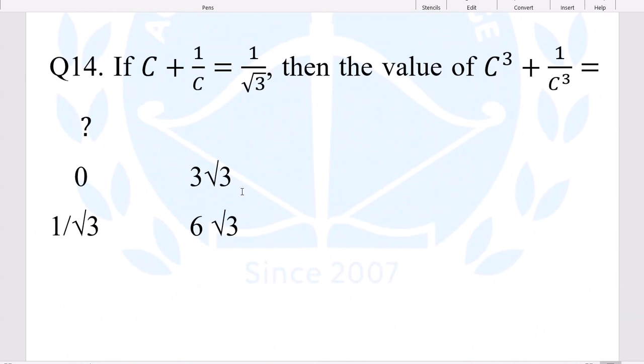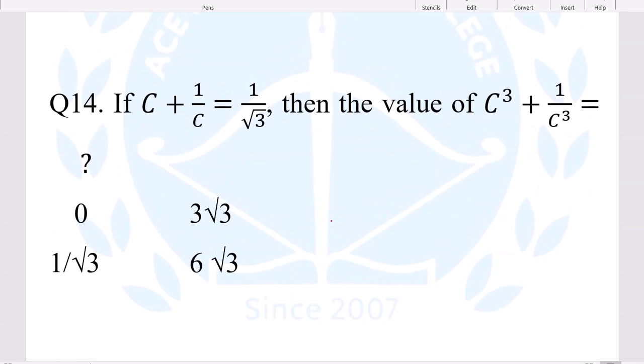14th question: C plus 1 by C is given. They are asking C cube plus 1 by C cube. It is like A plus B is given and you want A cube plus B cube. That's simple. No need to look at this question in an extra way. You just go like A plus B equal to something is given, and you want A cube plus B cube. You can see it in that style also.